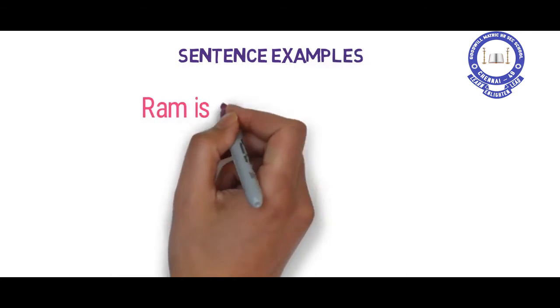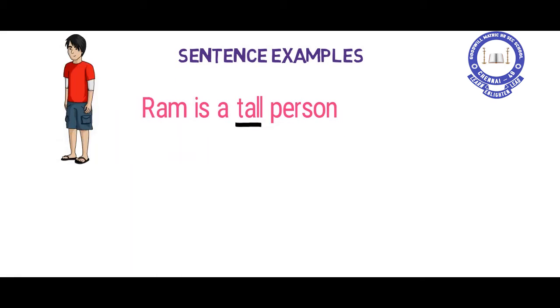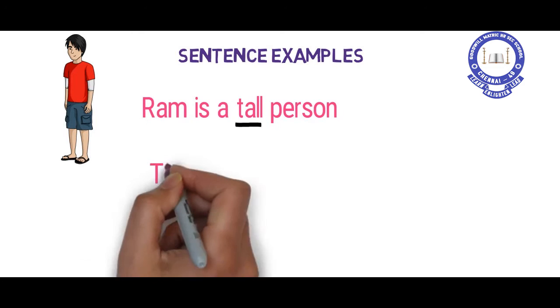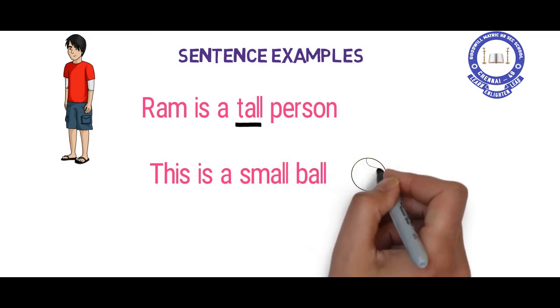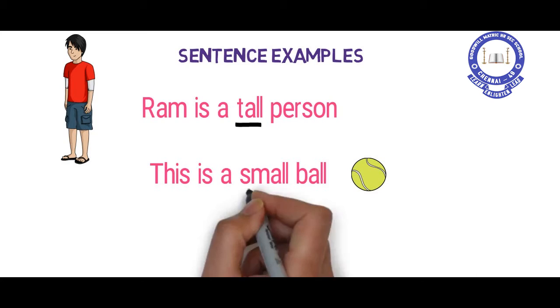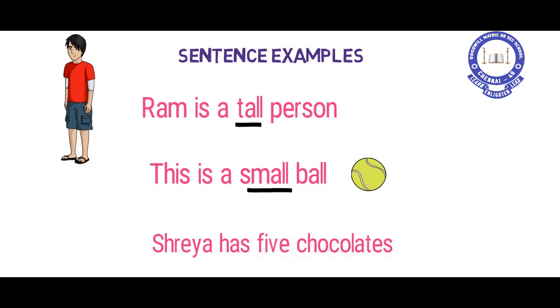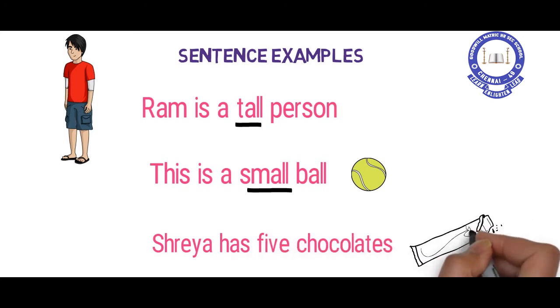For example, we can see the example, children. Ram is a tall person. Here, tall is a quality that describes Ram, right? So it is an adjective. So an adjective gives more information about a noun. This is a small ball. Here, with the help of small, we get to know the size of a ball. Okay, Shreya has 5 chocolates. So tell me, which is a describing word in this? 5. Very good.